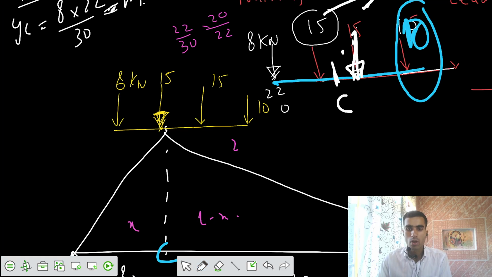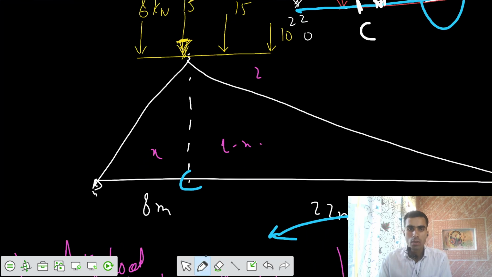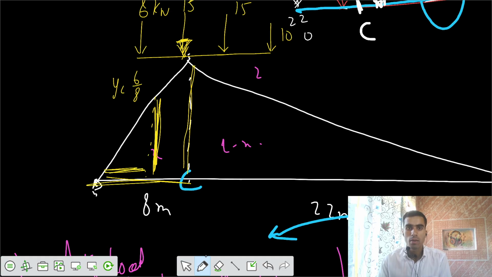And now we need to get the ordinates also. So this was your ordinate of YC, for 6 by 8, because it was for the length of 8, I need it for 6 meter. Similarly, from the other side, this ordinate was YC for the length of 22, but I need it for 20. And this ordinate here would be equal to YC for 18 by 22.